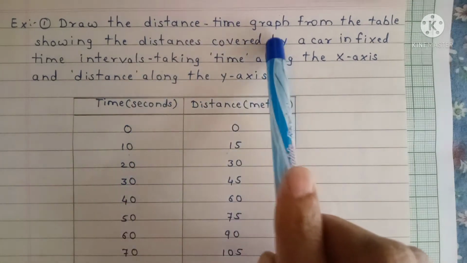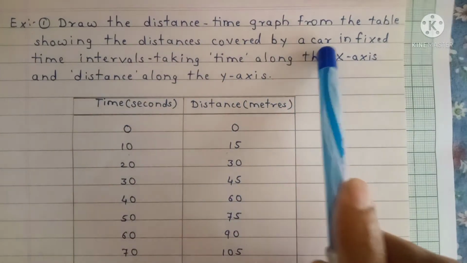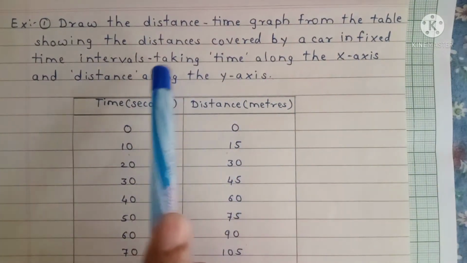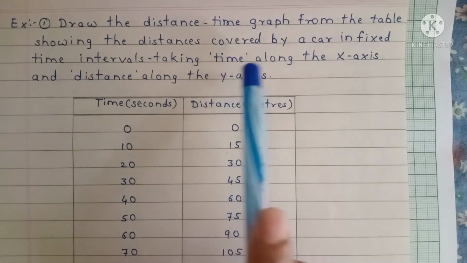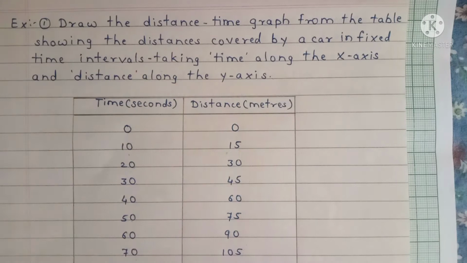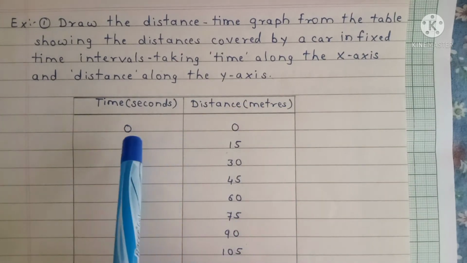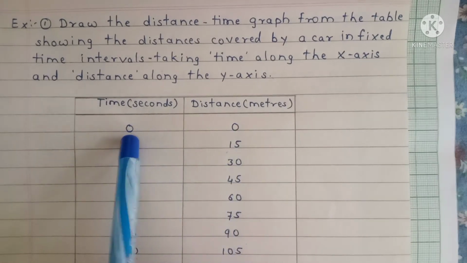Draw the distance-time graph from the table showing the distances covered by a car in fixed time intervals, taking time along the x-axis and distance along the y-axis. So here a table is also given, children, for distance and time. Time is given in seconds and distance is given in meters. Initially, time and distance will be 0.